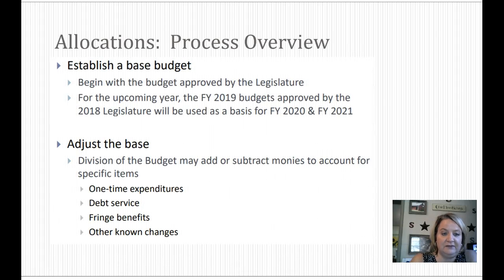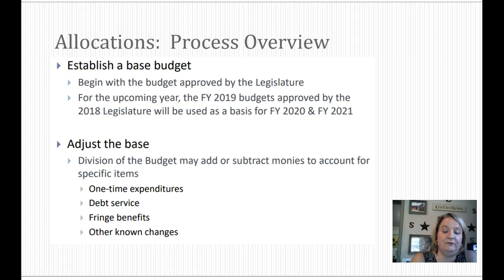It establishes a base budget. We begin with the budget approved by the legislature. So the legislature did approve our 2019 budget last year. So we are working off an approved budget for fiscal 19. It was approved in the 2018 legislature.